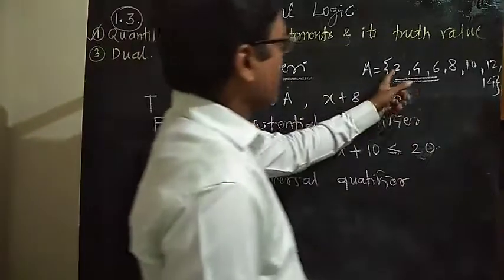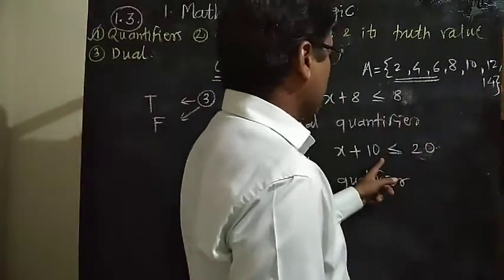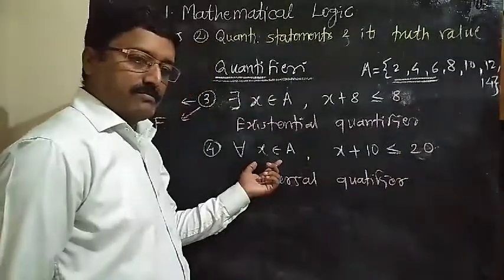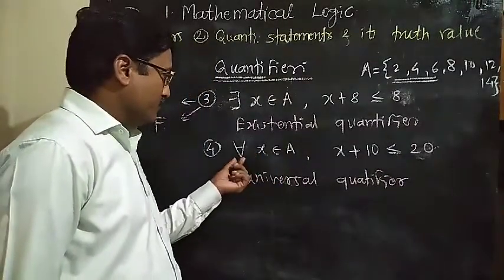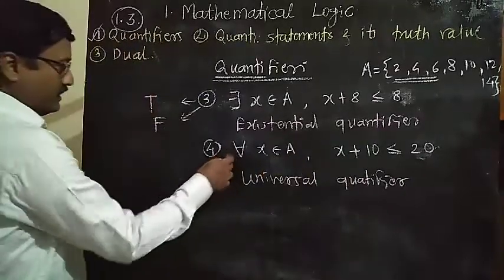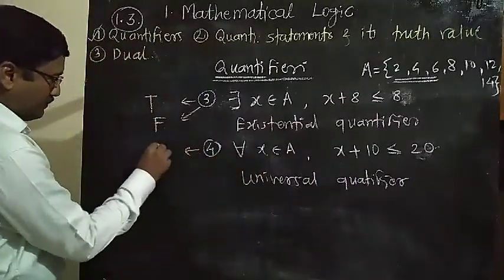It is true for these up to 10. These are true, but for 12 and 14, this condition is not true. So this statement is not true for all x. It is true for some x. So whenever this symbol all is given, the statement is false.